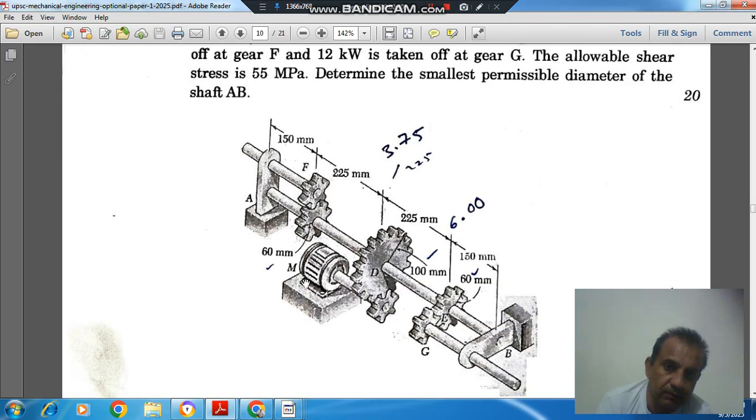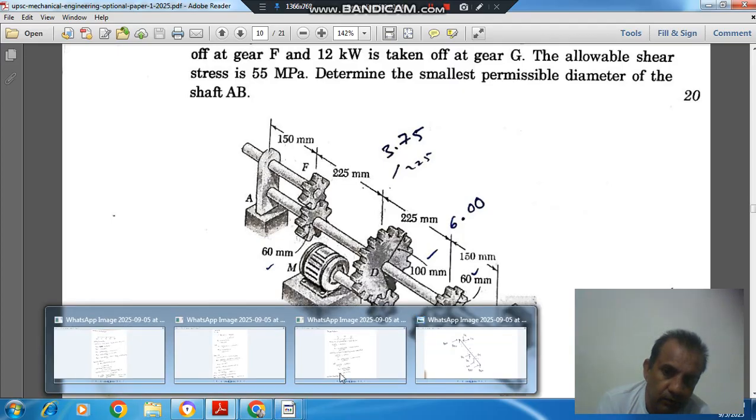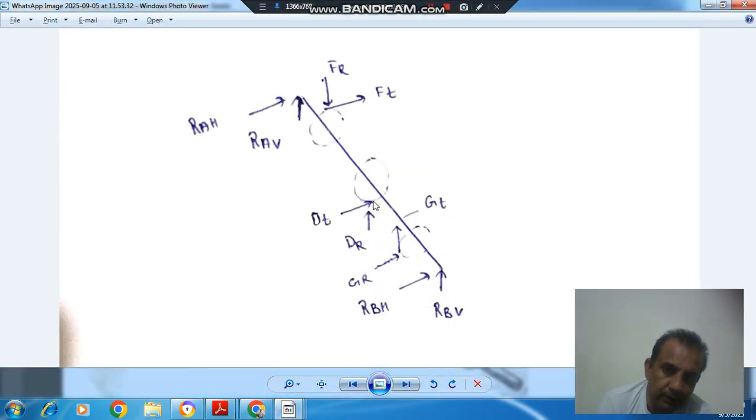So this is your shaft AB, and this is your input. D is input, and we can say F and G are output. Suppose the shaft is rotating like this. The tangential force on D will be like this, and the radial force will be like this, because it is connected to a gear that is below it. So DR will be like this.